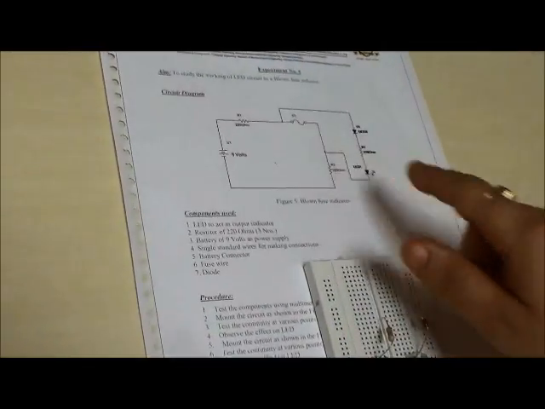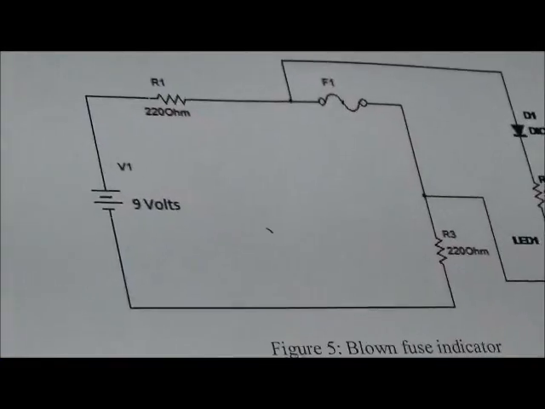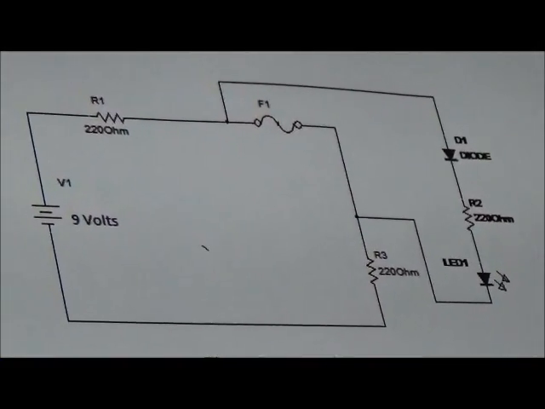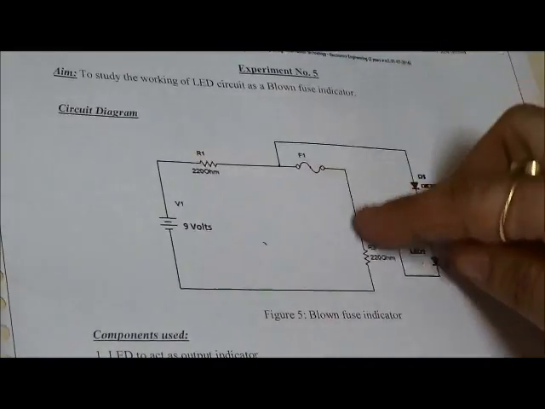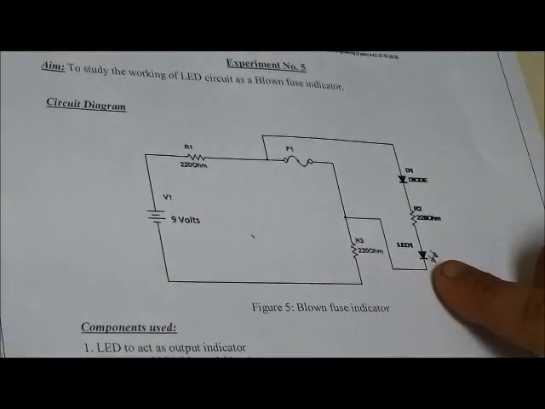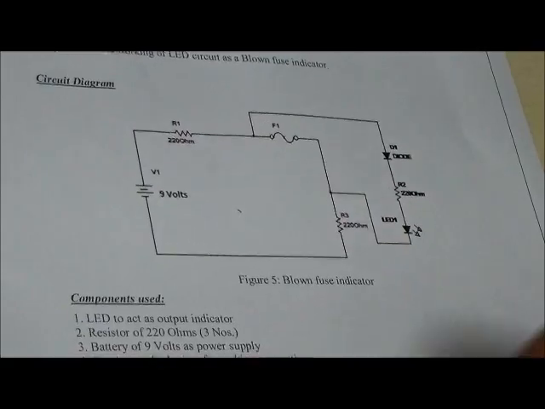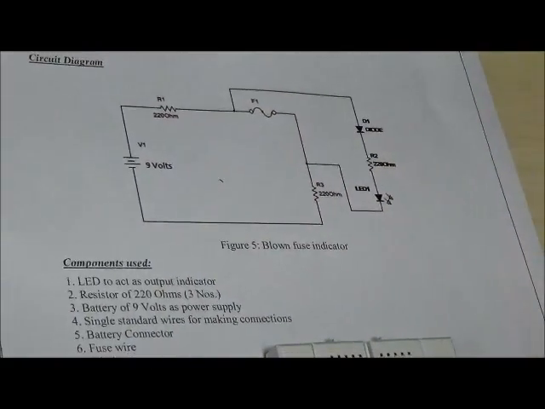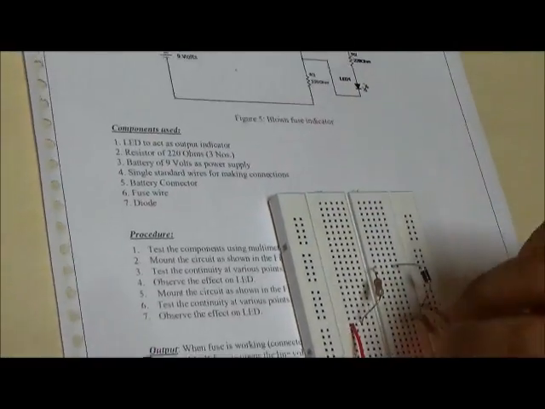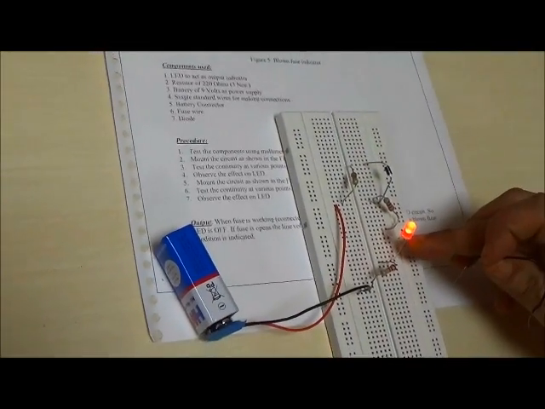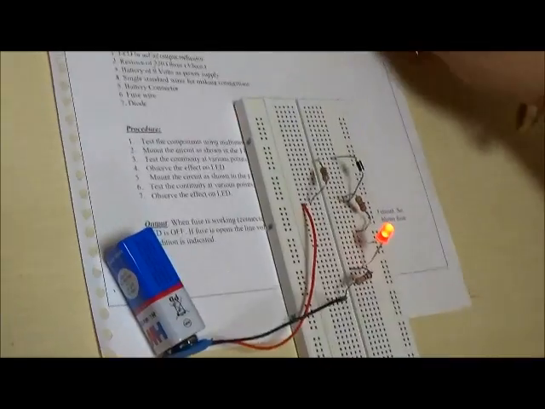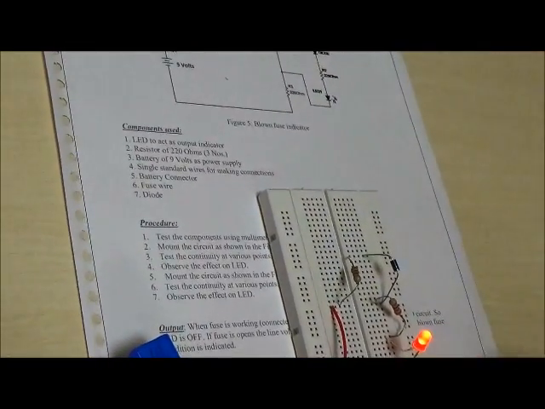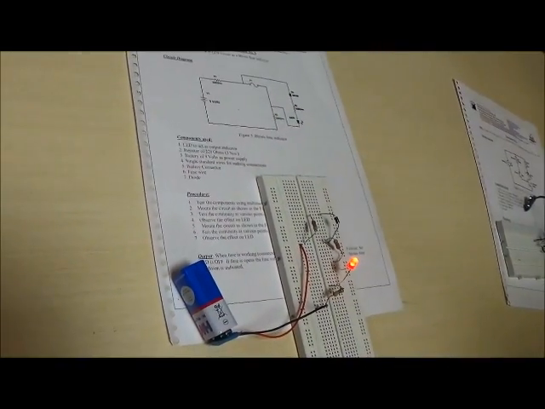The next circuit is the working of a circuit as a fuse indicator. When the fuse is connected in the circuit, the current flows through this and the LED is not glowing. When there is a break, that is whenever there is an overloading, the fuse will blow and the LED will glow as an indicator that the fuse is blown off and the current starts flowing through the outer circuit and the LED is switched on.